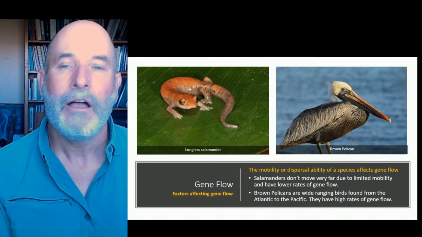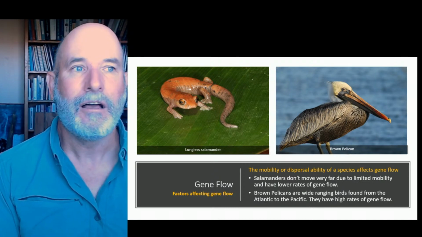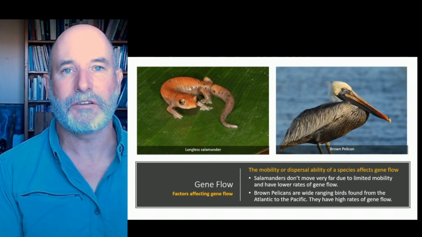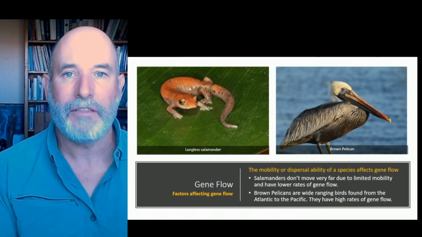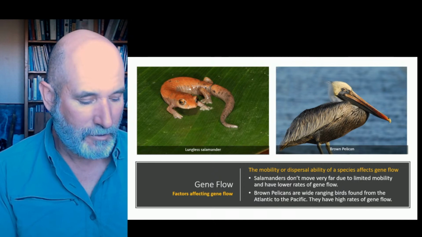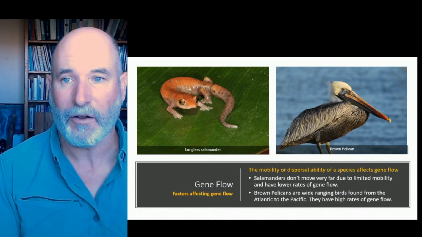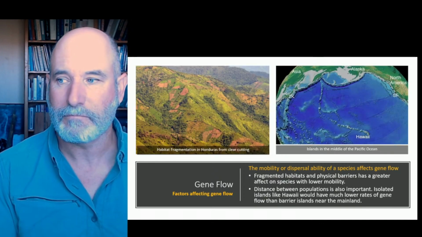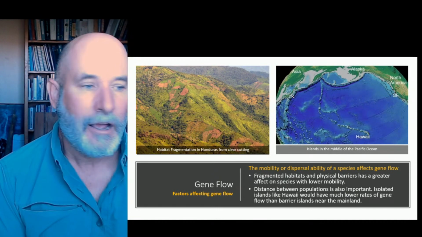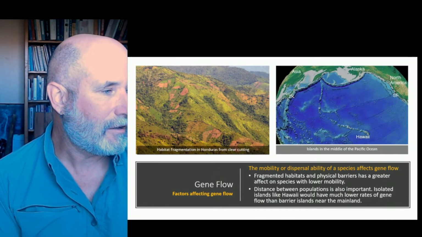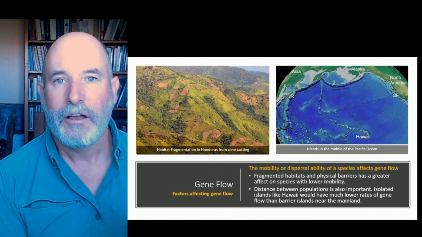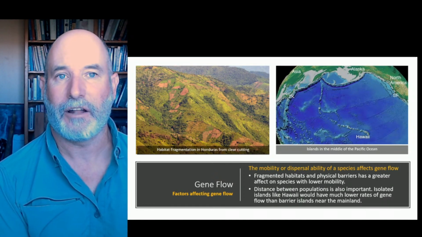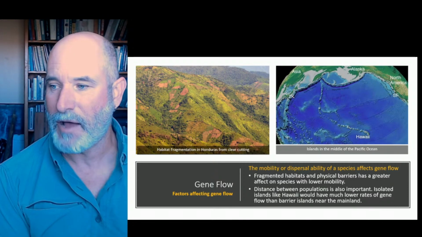Now you can start getting a reduction in gene flow in the population and almost separate them. In contrast, something like a pelican. Pelicans are far-ranging species on both the Atlantic and the Pacific. They fly very far, and they have high rates of gene flow between their different populations, so there's very little population structure there. Okay, and then of course, mobility and diversity, fragmented habitats, physical barriers. If you're a salamander, cutting down a forest or cutting a road can have a big impact.